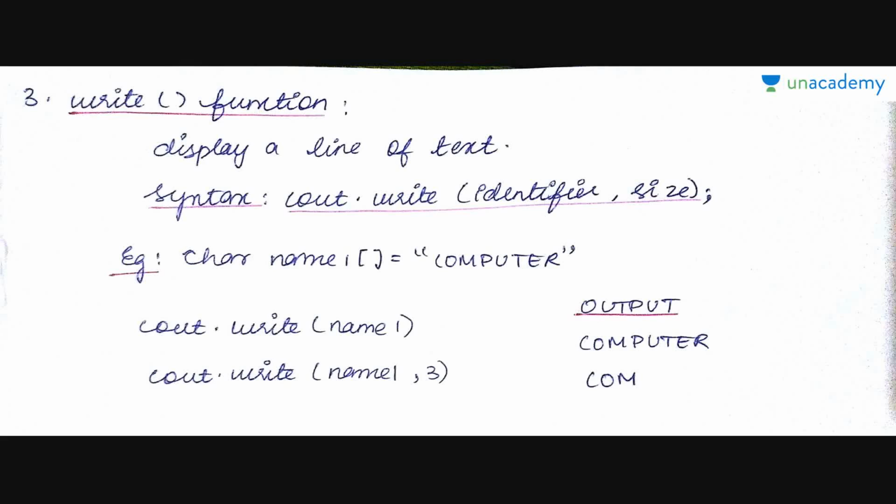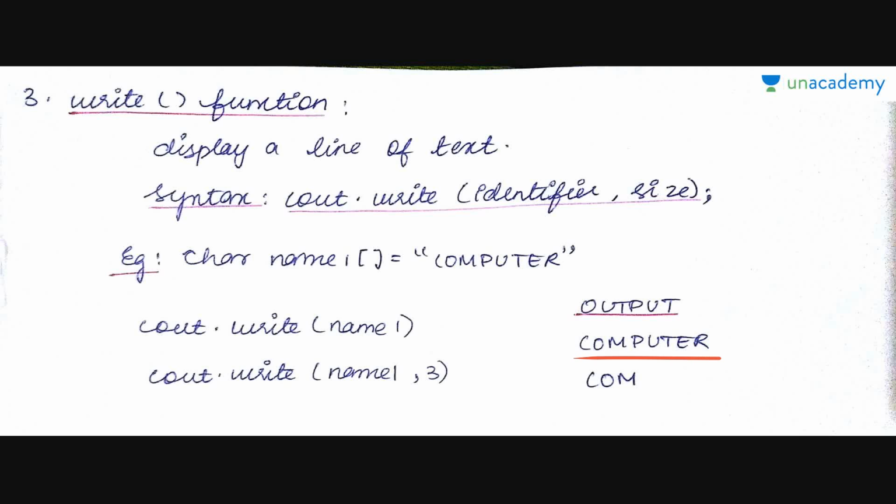In reading strings, you have a function called getline, which is used to take an entire line of text. The write function, on the other hand, is used to display a line of text. The syntax is cout.write(identifier, size). The identifier is the name of the character string you want to print to the output screen, and the size represents the number of characters you want to print. For example, if the char array name1 is holding the word computer and you want to print this word to the output screen, you can just write cout.write(name1). This would print the entire word computer.